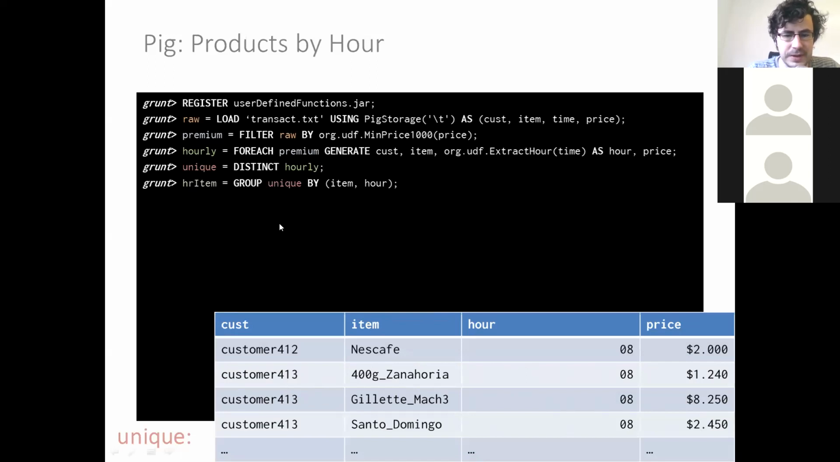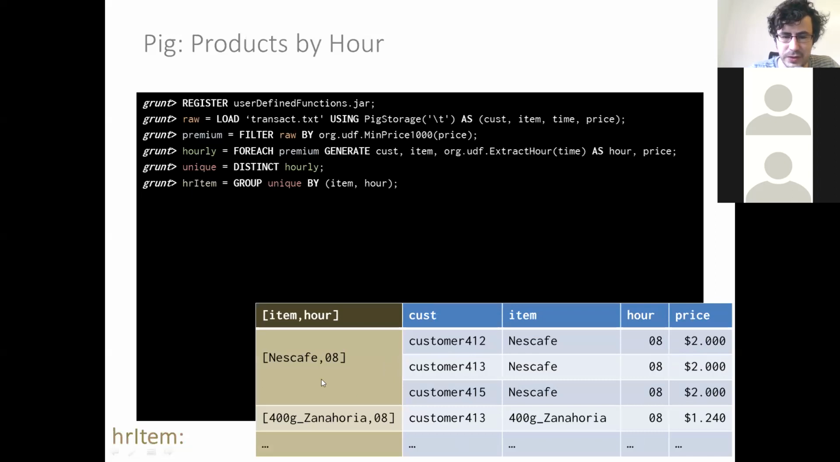And then we want to start doing our count, right? So we're interested in counting the items per hour, right? So what we want to know, for example, is how many times Nescafe was bought at 8 o'clock, between 8 o'clock and 9 o'clock in the morning. So for that, we're going to group by both item and hour, okay? So we group by item and hour, and it gives us a table that looks a little bit difficult to draw, but here's in 2 dimensions, but here's an effort.